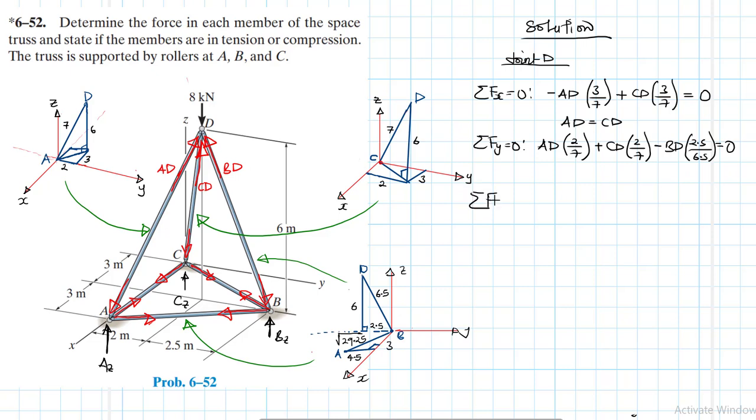Then finally, summation of forces in the z direction equal to 0. Alright, so what we have: AD, all of them are positive, so AD by 6 divided by 7 plus CD by 6 divided by 7 plus BD by 6 divided by 6.5, and then we have a minus 8, like so, equal to 0.